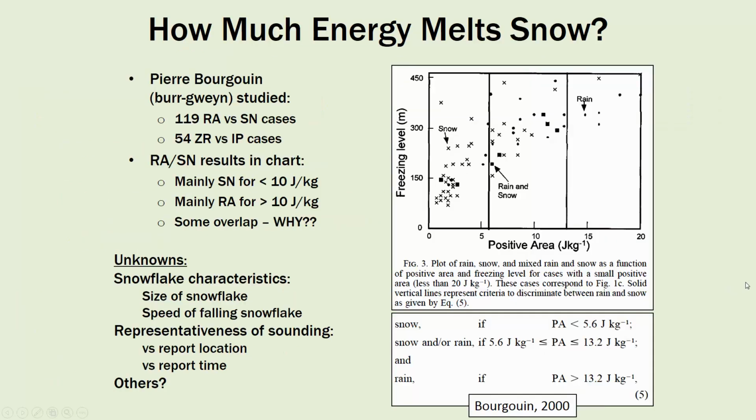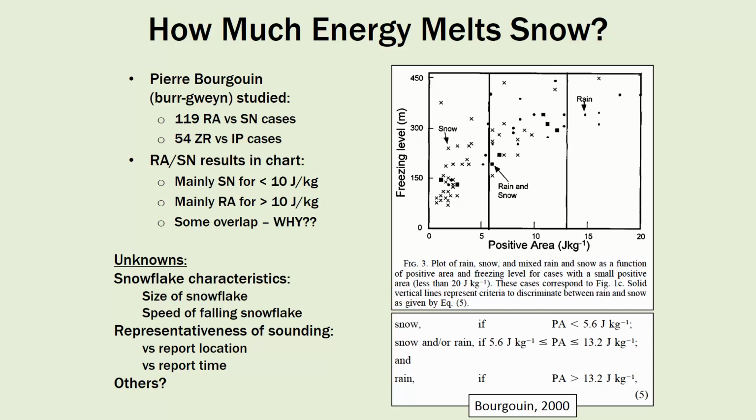Alright, so Bourgouin originally did this research here back in 2000, and he looked at 119 rain versus snow cases and 54 freezing rain and ice pellet cases here. And basically what he found is that in environments where you're under about 10 joules per kilogram, you're talking about a mainly snow environment. Get warmer than that, so you're above 10, you start to favor rain overall.